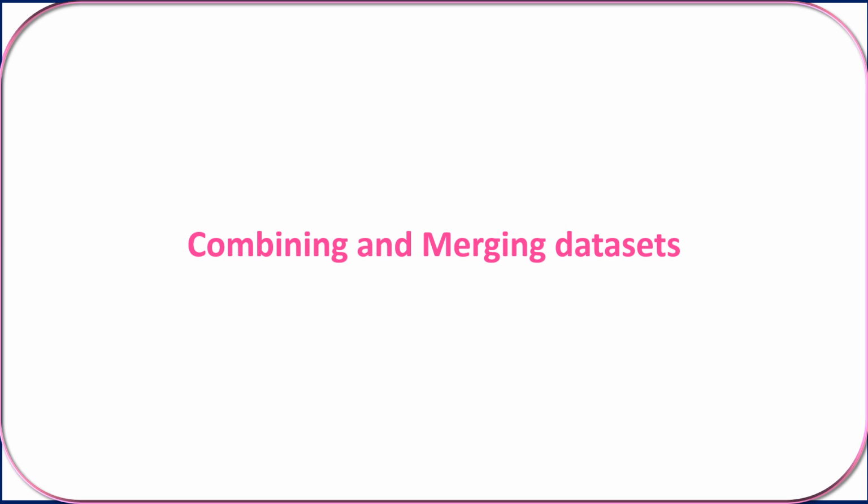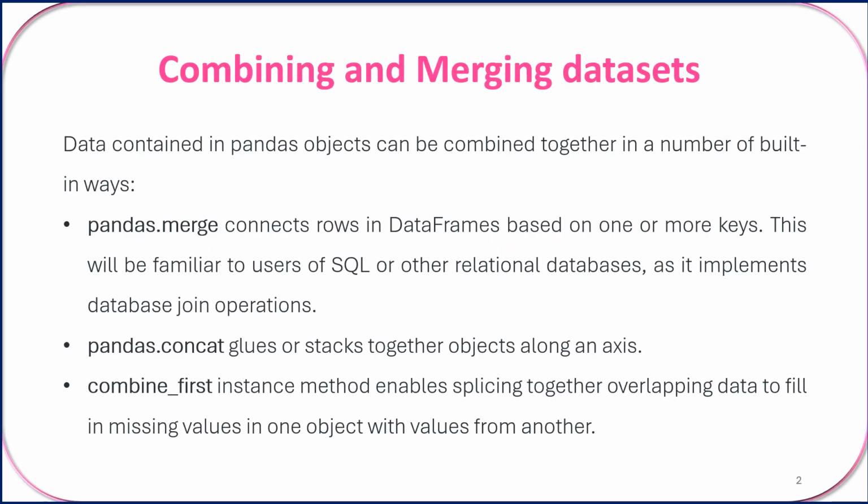Hi all, now we are going to see how to combine and merge two different data sets. The combining of two different data sets can be done by adding pandas.merge, pandas.concatenation or combine first. Let us see how it can be done in detail.